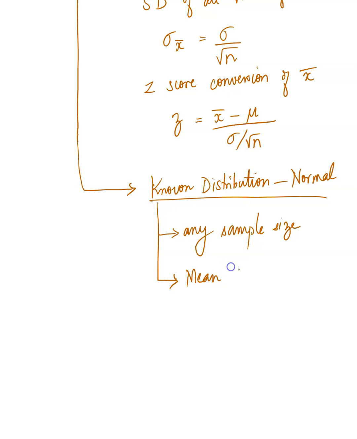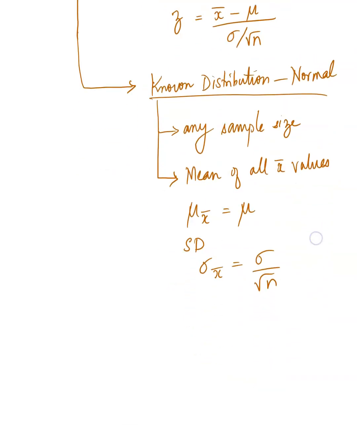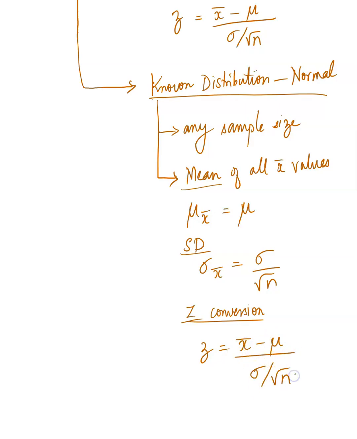So the new distribution, mean of all x bar values, is mu x bar is mu itself. Standard deviation is sigma x bar equals sigma over root n. I'm just skipping all the extra words. So mean, standard deviation, and z conversion, they all remain the same. What has changed is the size n, right? Which we don't see because to us the formula has the n. But we know that we are actually adjusting it for the size n.